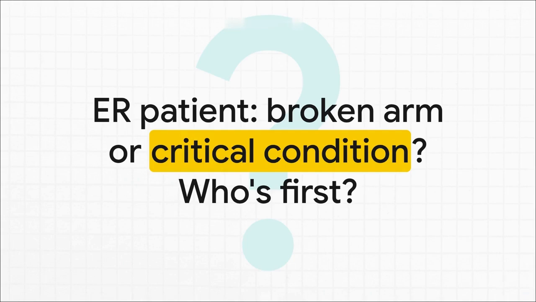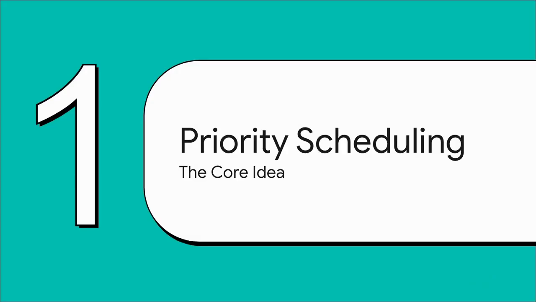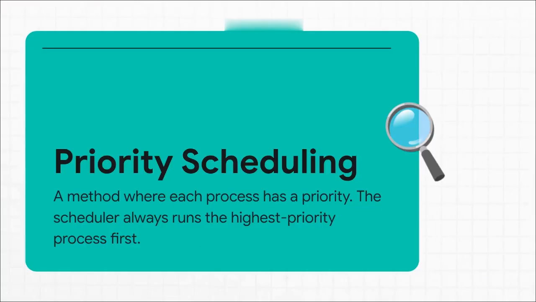So let's dive in. That whole ER scenario brings us right to the core idea here: priority scheduling. At its heart, it's just this simple recognition that not all tasks are created equal. Some things are just more important than others. So here's the formal definition. Every single process or program that wants to run gets a priority number assigned to it. And the one with the highest priority is the one that gets to run first.